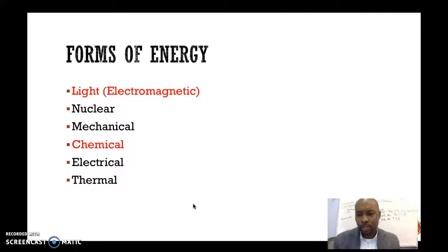So energy is the ability to do work, and energy can come in different forms, such as light, also referred to as electromagnetic energy, nuclear energy found in the atoms of substances, mechanical energy, chemical energy, such as the chemical energy found in the bonds of substances, electrical energy, and thermal or heat energy.